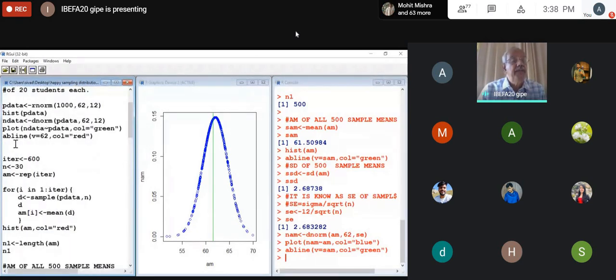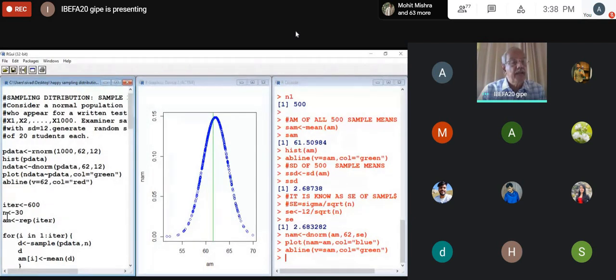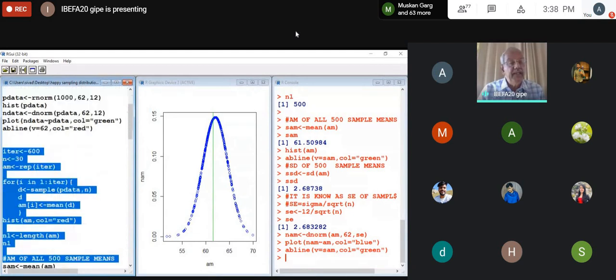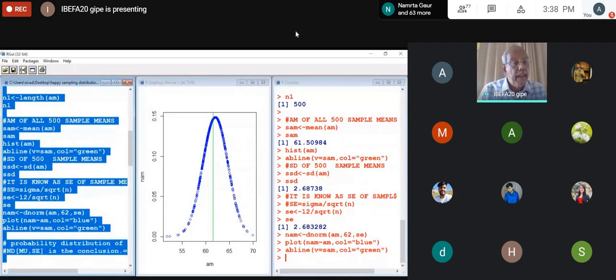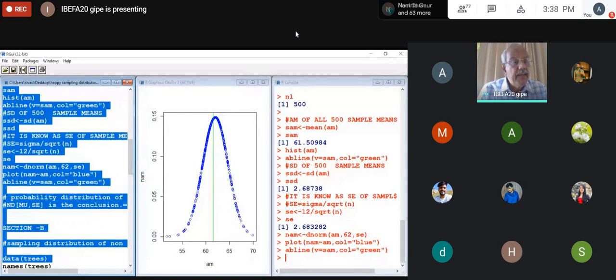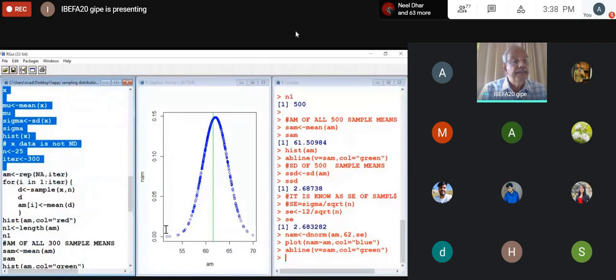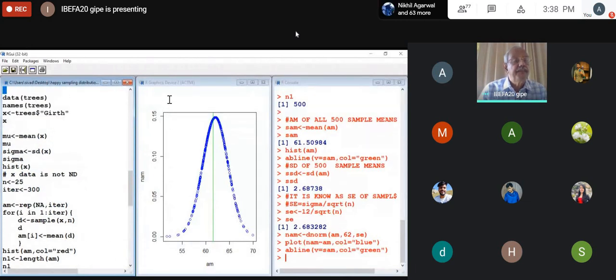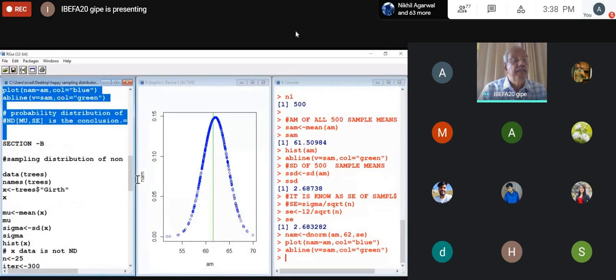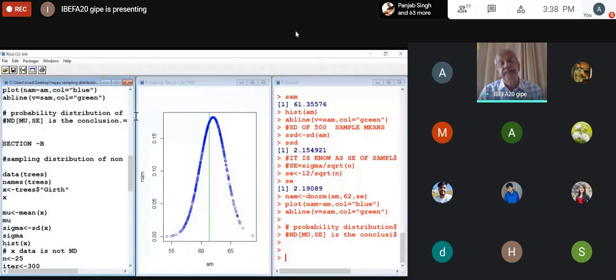Again, let me select from the beginning. Iterations 600 and 30 will be the sample size. See the graph again. Isn't the standard error reduced? Yes, sir.